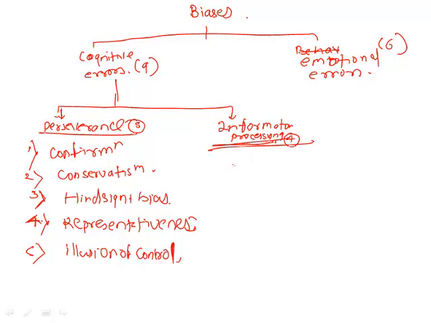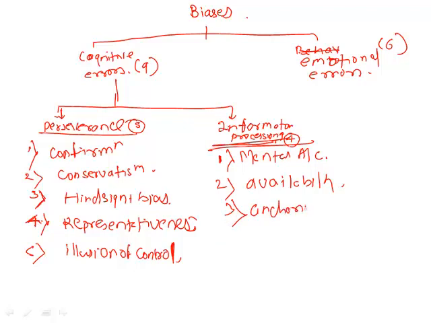Then we go to information processing errors. The first one is mental accounting. The second one is availability. The third one is anchoring and adjustment. And the fourth one is framing.